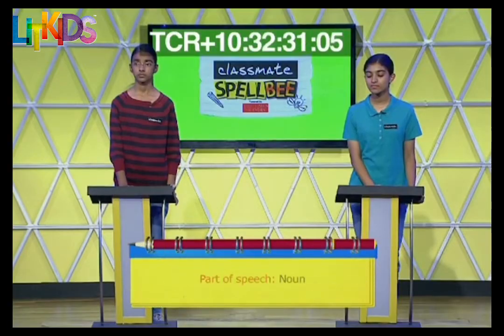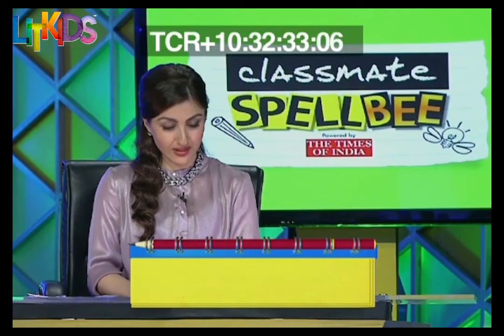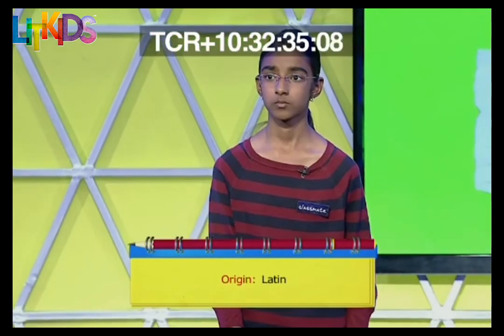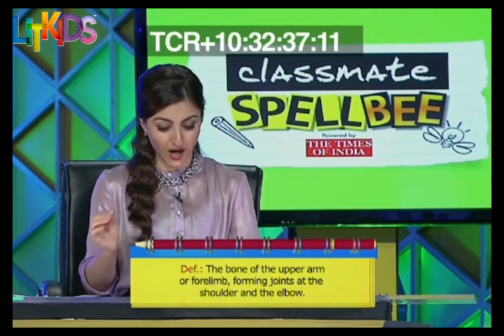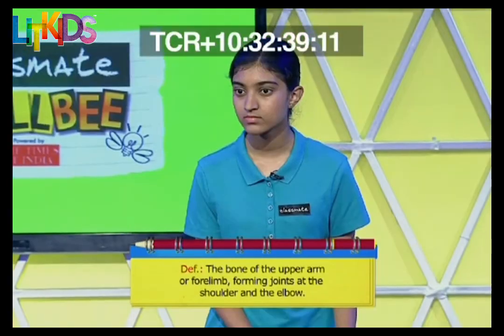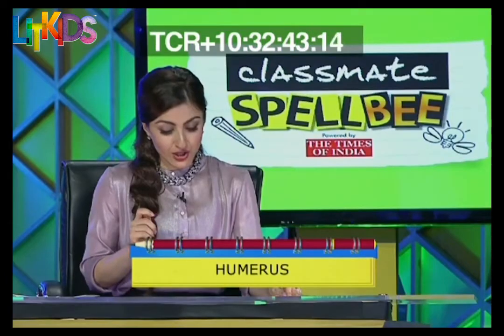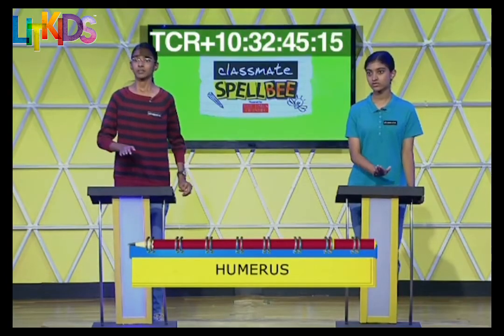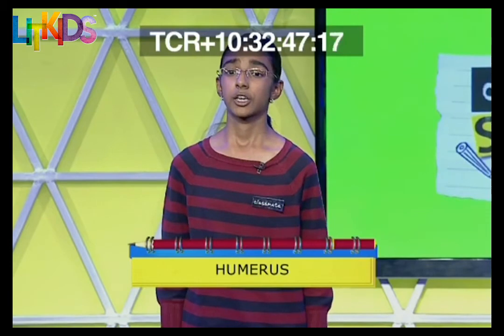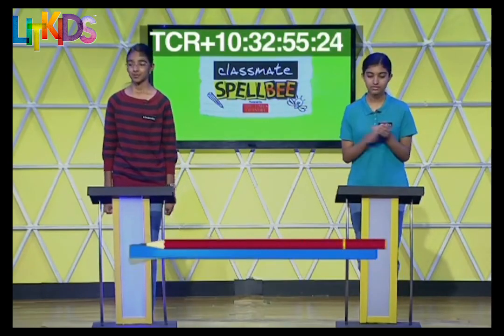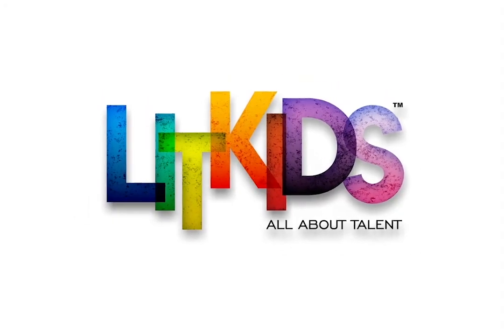The word is a noun. It is of Latin origin. And the definition is the bone of the upper arm or forelimb forming joints at the shoulder and the elbow. Your word to spell is humorous. Samyukta. HUMERUS. Humorous. Samyukta, you're through to round 3.